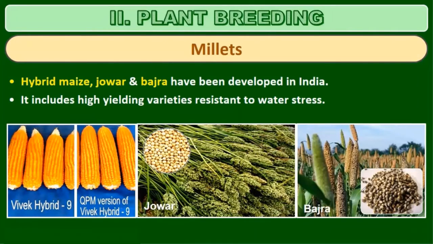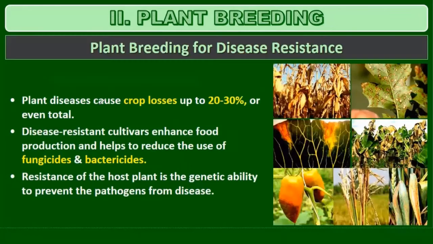Next is the millets. Hybrid maize, jowar, and bajra have been developed in India. It includes high-yielding varieties resistant to water stress. Now we will move ahead with the techniques that focus on plant breeding for disease resistance. Plant diseases cause crop losses of up to 20 to 30% or even total. Disease-resistant cultivars enhance food production and help to reduce the use of fungicide and bactericide.